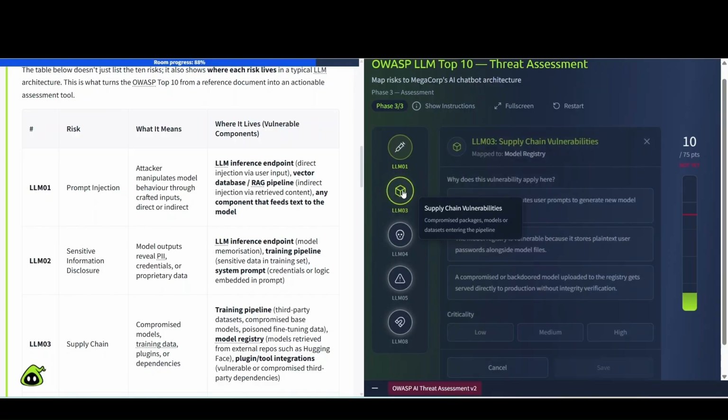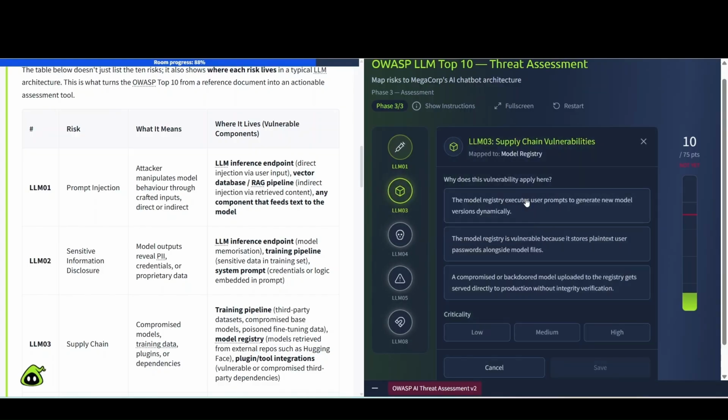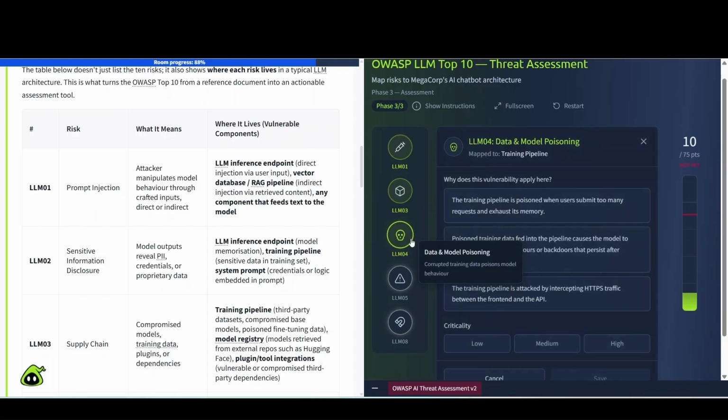So let's see what they say for this one here, supply chain stuff. Okay, should be this one here: compromised or backdoored model in the registry gets served directly to production without integrity verification, and we're going to mark this as a high. Number 4, save it. Okay. So we're going to take a look and see what this one should be here.